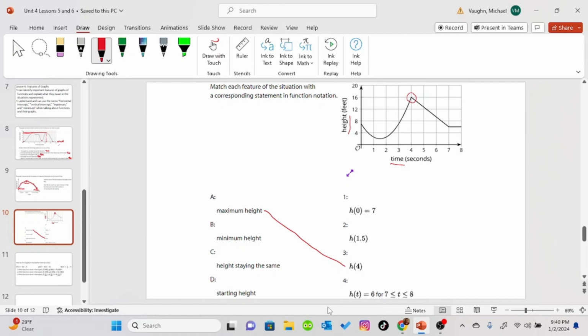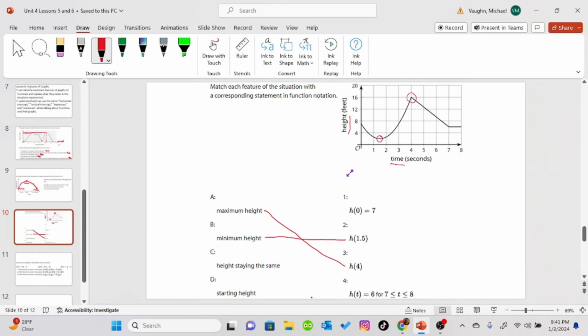B is looking for a minimum height. So we want the lowest y value, which happens right here when the input is about 1.5. So the minimum height would be when the function uses an input of 1.5. B matches 2.